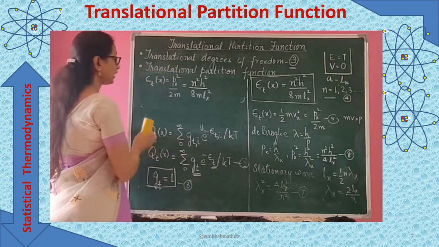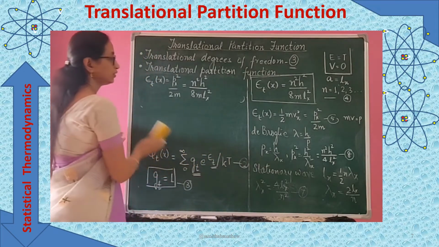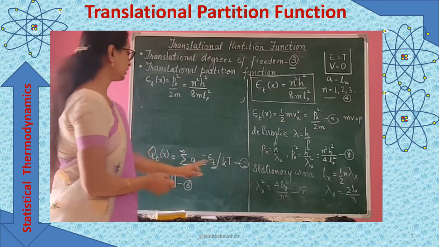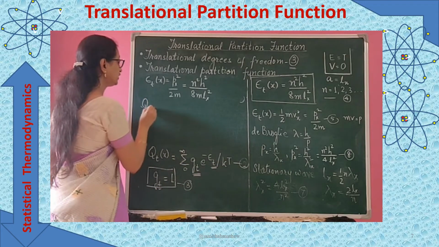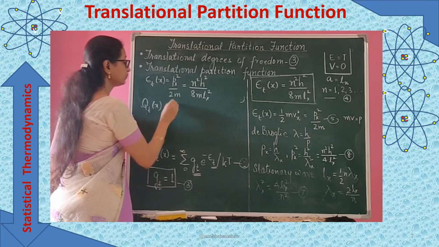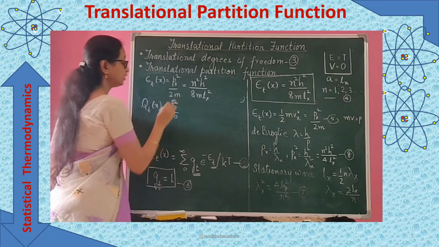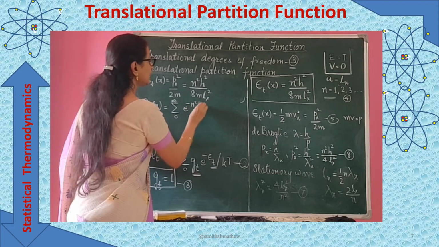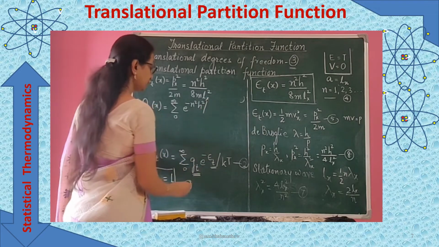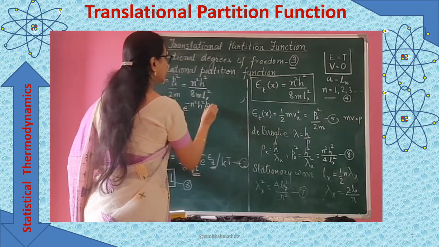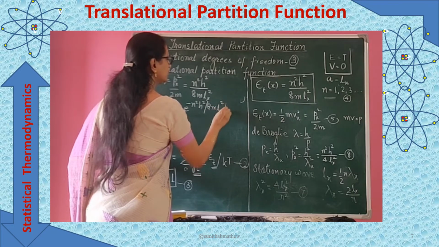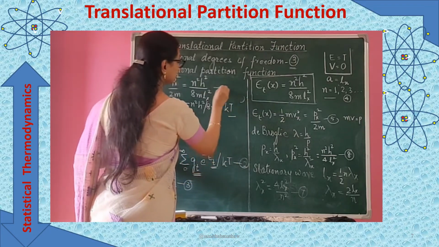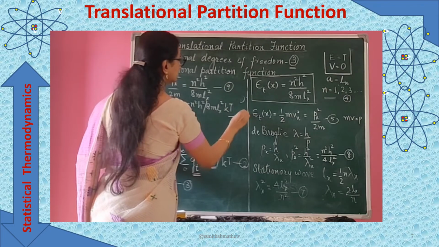Now let us substitute the value of this gt and Etx in equation number 2. Let's see, Qtx is equal to summation 0 to infinity, we are putting gt as 1, e to the power minus n square h square upon 8m Lx square kT. Let this be equation number 9, this is 10.